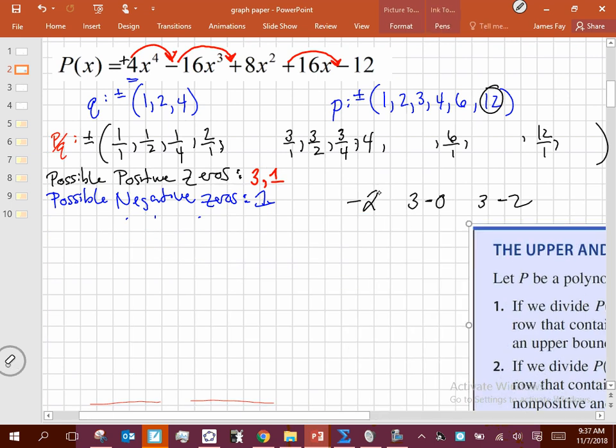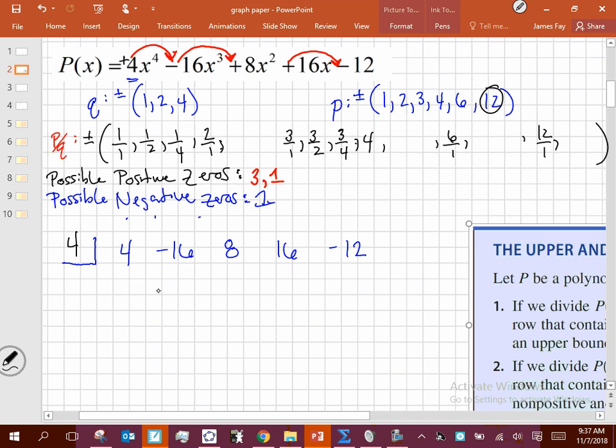Now, just to prove a point, I don't know where to start with this. A lot of people want to start with the first one here, and that's fine. I'm just going to start somewhere. So we've got 4, -16, 8, 16, -12. I want to start, like I did in the last class, haphazardly somewhere in the middle of my list, just to prove a point when we go through and do our synthetic division.